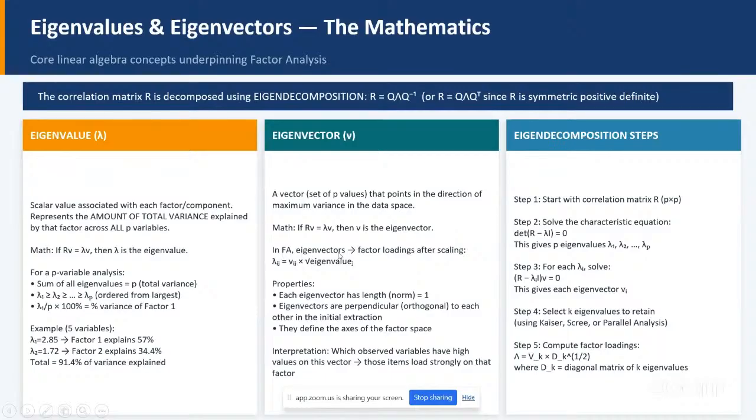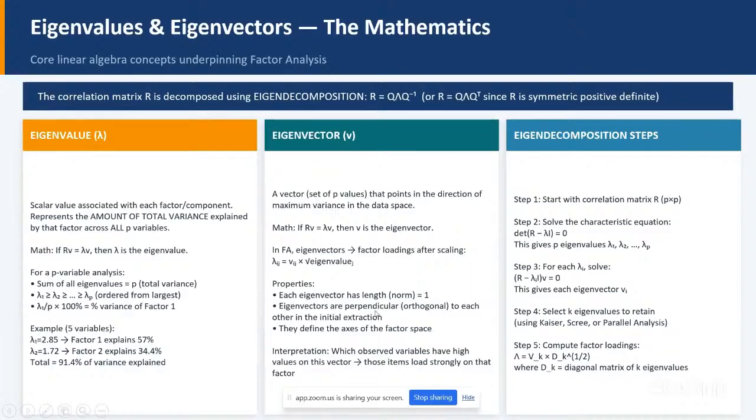So in factor analysis, eigenvectors represent factor loadings after scaling. That is, lambda ij equals vij times the root of the eigenvalues. Okay, what are the properties of eigenvectors? Each eigenvector has length 1. We can use the modulus sign to represent the length. That will be unit length, because the length is 1.